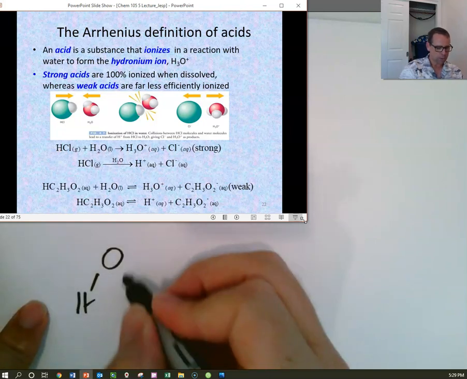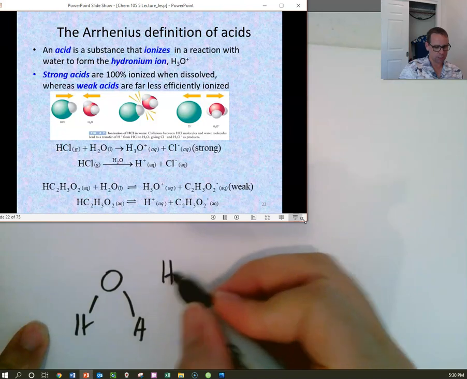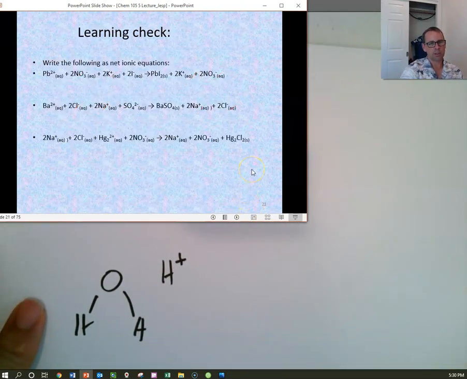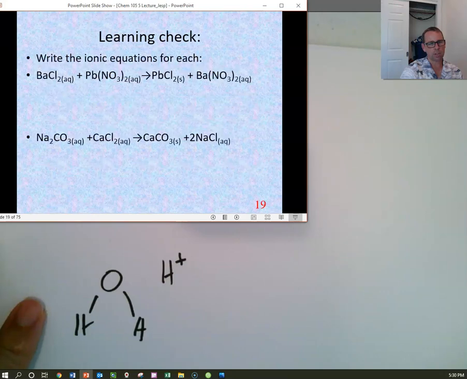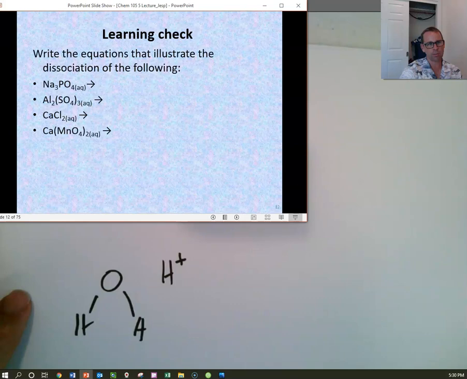A water molecule, when it's introduced to an H+ ion, let's do a quick review. Let's go back a little bit and look at what happens when we put sodium chloride into water. Do you remember what happens when we put sodium chloride into water?